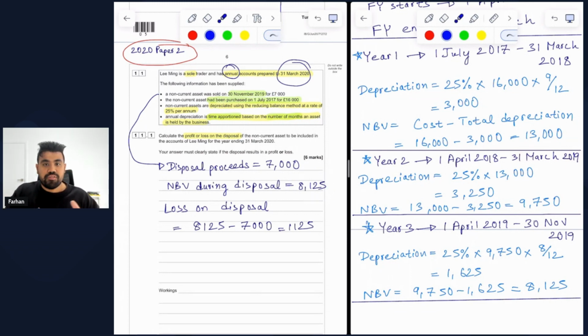And you can understand that we have sold the asset for £7,000, which is significantly less than the remaining net book value within the asset, which refers to the fact that we sold this asset for less than what it was worth, which is known in other words as a loss that we have made on disposal. And the amount of the loss can be calculated by simply finding the difference between the net book value and the disposal proceeds, which is the difference between £8,125 and £7,000, and that is £1,125 as the loss on disposal for this asset. Now let's move to the second part of the question.